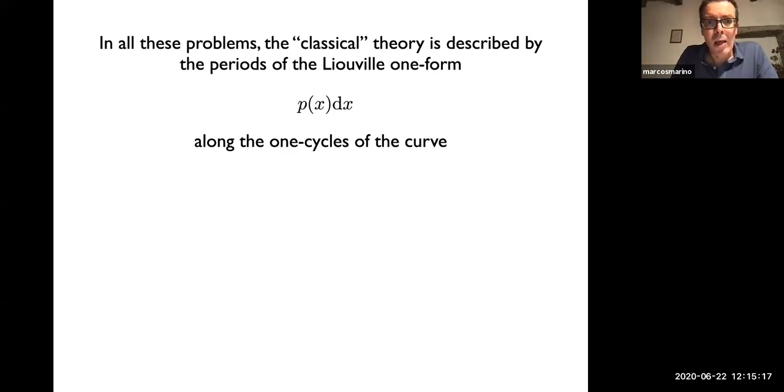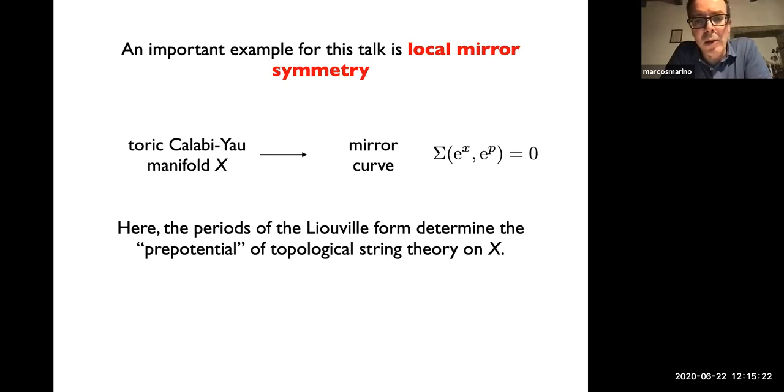An example on which I want to focus in this talk is local mirror symmetry. How does this work? Let me summarize this story a little bit. Given a toric Calabi-Yau manifold, a Calabi-Yau manifold which is non-compact and which has C-star actions, if you run the standard mirror symmetry procedure, you will find not a complex three-dimensional manifold, but actually a curve. You can encode all the information of the mirror manifold in this case in a curve, which is usually represented in terms of exponentiated coordinates. And it turns out that if you calculate the periods of the Liouville form on this curve, you will be able to determine the prepotential of topological string theory on the original manifold X. So this is essentially the version of standard mirror symmetry specialized to toric Calabi-Yau.